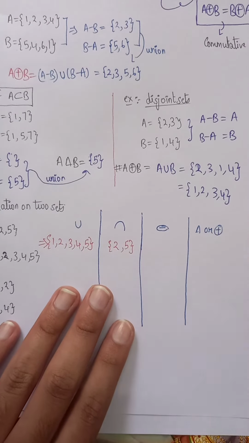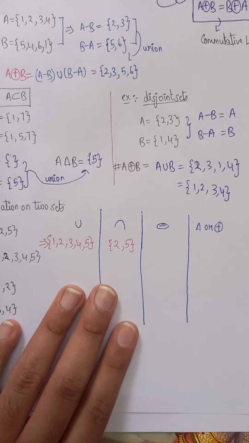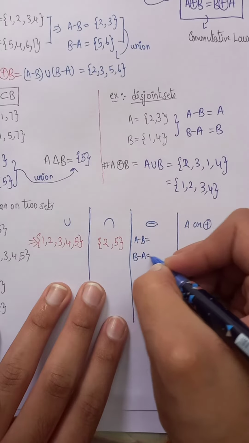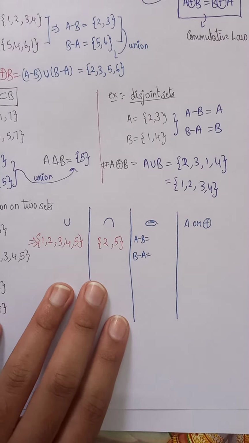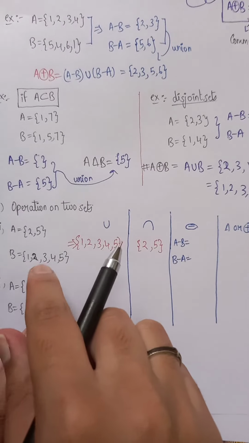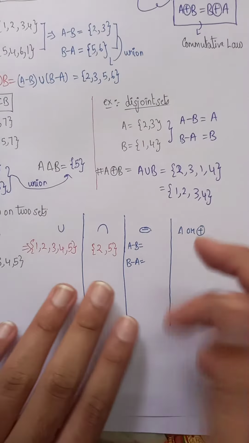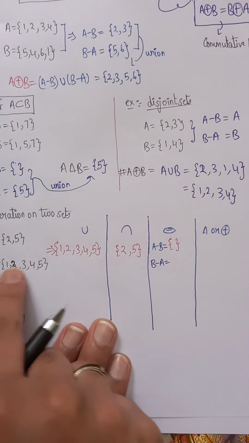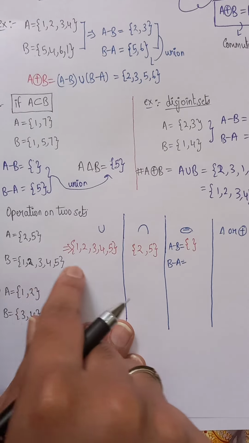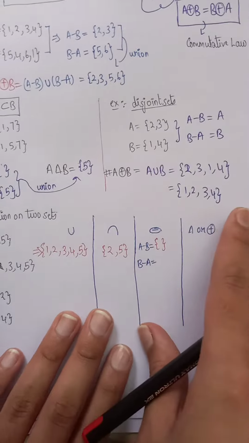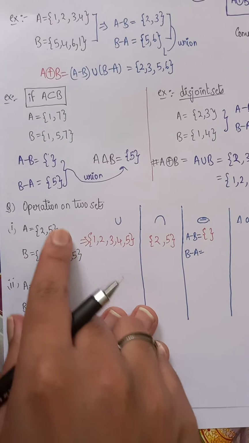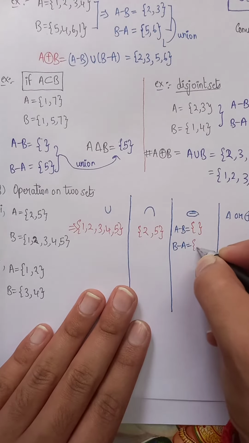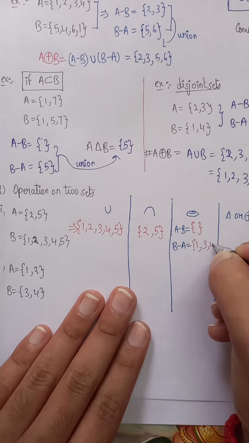Difference. In this case, you need to write both A minus B and B minus A. If you write A minus B, then you need to remove the common elements of both A and B from the set A. By removing the common elements, you'll get an empty set, because 2 and 5 are both present here. So if you remove 2 and 5 from set A, it becomes an empty set. In the case of B minus A, you need to remove the common elements of both sets from B. By removing them, you will get the answer 1, 3 and 4.